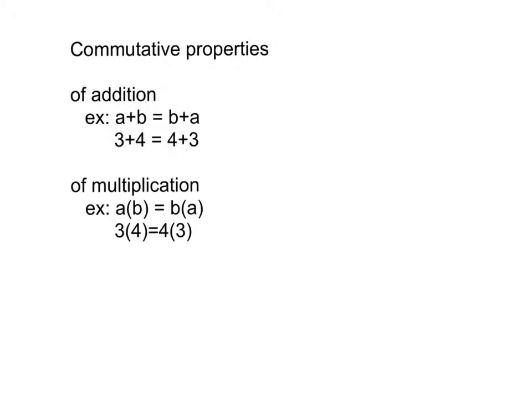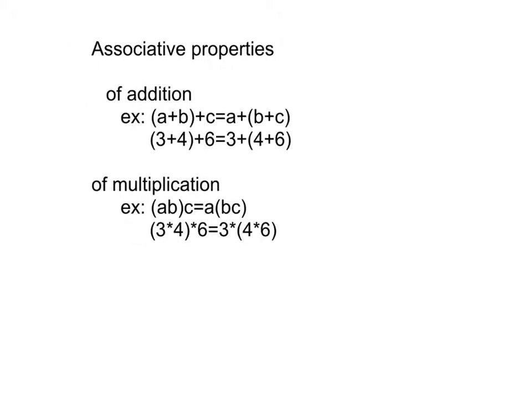And then of multiplication, it's a times b is the same as b times a, or in this case 3 times 4 you know is 12, as well as if you multiplied 4 first times 3 is also 12. So the last 2 properties you need to know are the associative properties. They have of addition and multiplication just like the commutative. So of addition, it says that a plus b first added and then adding c is the same as if you add b plus c first and then you add a.